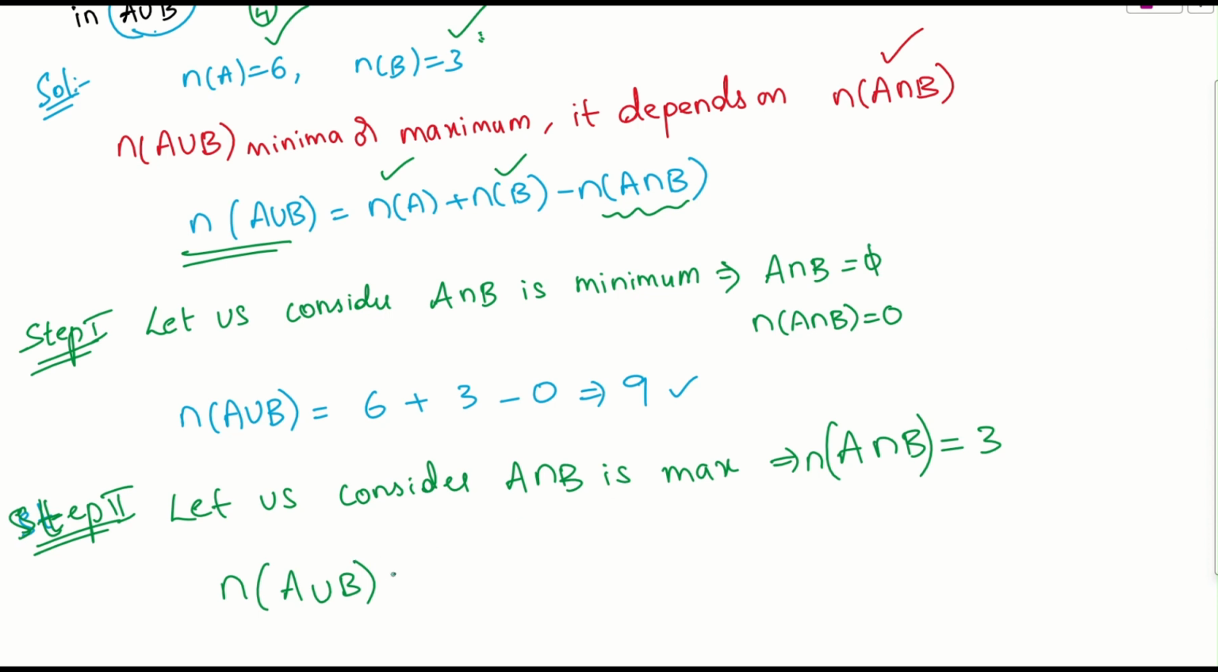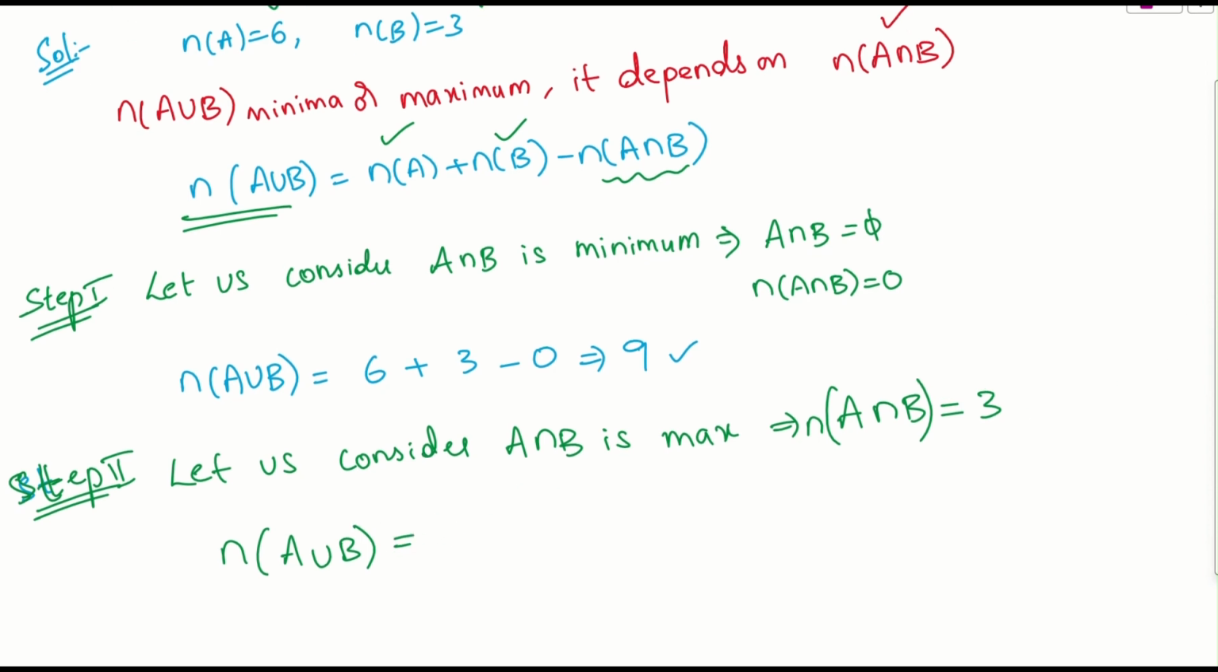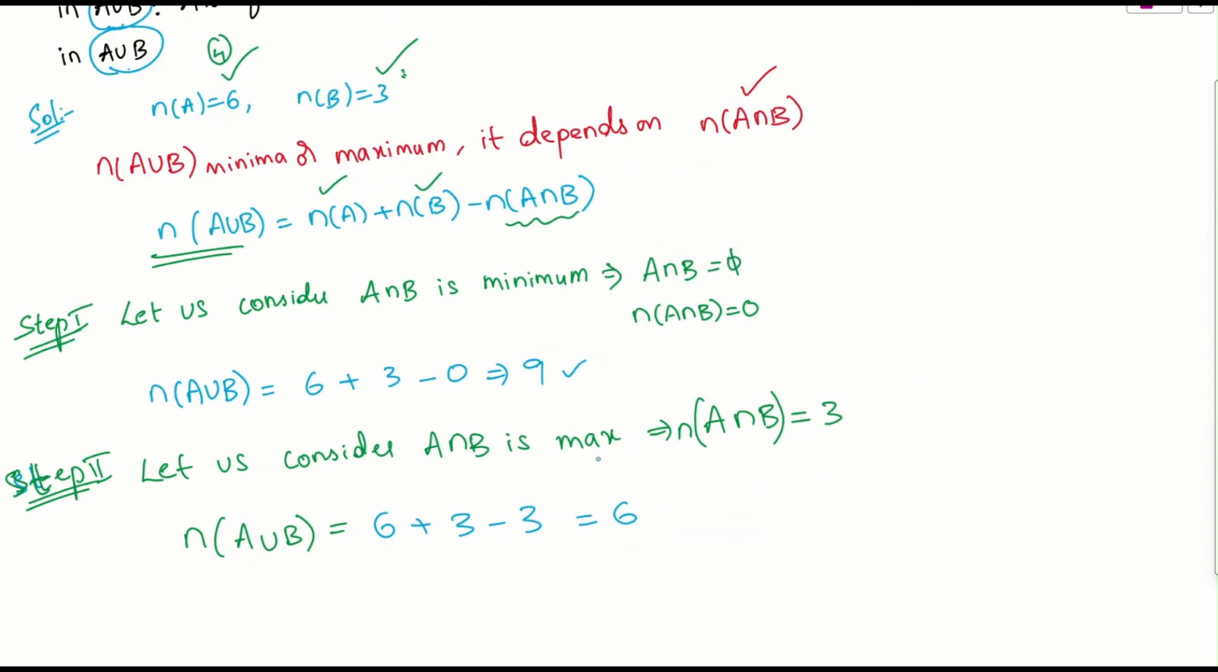It will be n of A, which is 6, plus n of B, which is 3, minus n of A intersection B, which is 3. So 3 minus 3 is removed, and I got 6. So the maximum value for n of A union B will be 6, and the minimum value for n of A union B will be 9.